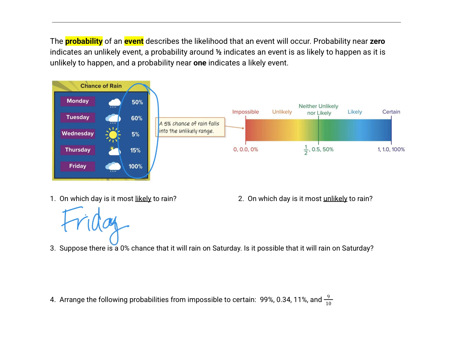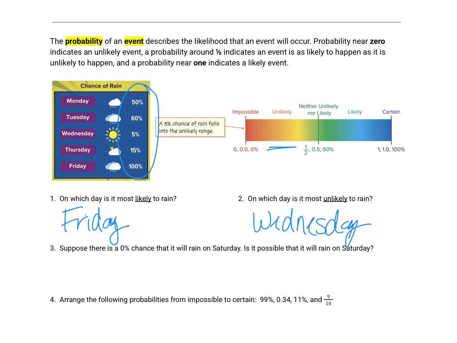If you look at question number 2, it says, on which day is it most unlikely to rain? So now we want to look at the smallest percent chance. We can see that Wednesday has only a 5% chance of rain. So that's going to be in our unlikely section here of our table. Wednesday has the lowest likelihood, or it is most unlikely to rain.